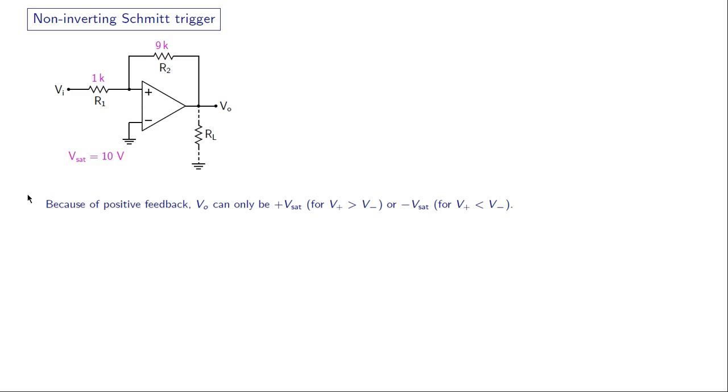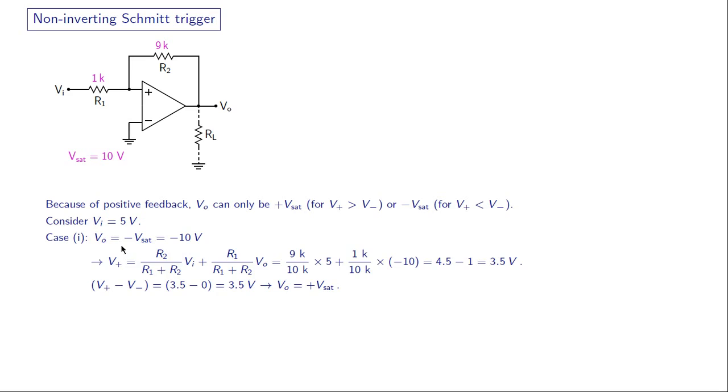Let us now look at the non-inverting Schmitt trigger, which is obtained from an inverting amplifier by interchanging the inverting and non-inverting op-amp inputs like that. And as we said earlier, because of positive feedback, VO can only be either plus Vsat or minus Vsat: plus Vsat if V plus is larger than V minus, and minus Vsat otherwise. So let us take an example, say Vi equal to 5 volts, and see whether VO is expected to be plus Vsat or minus Vsat in this case.